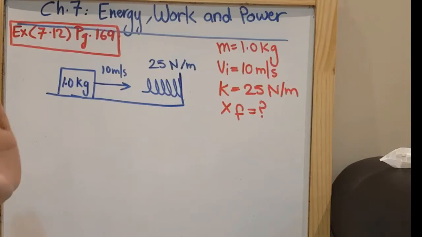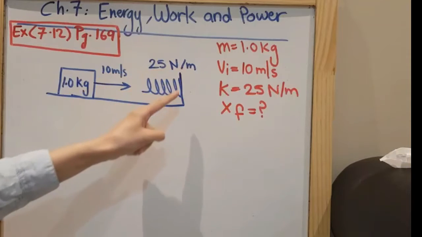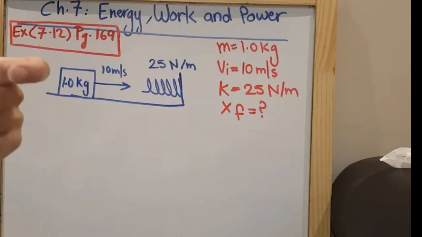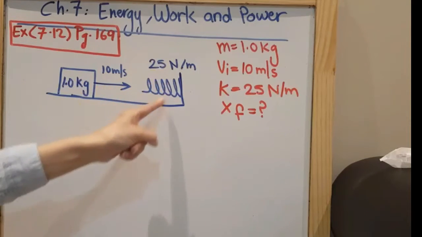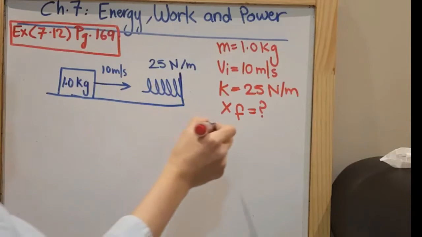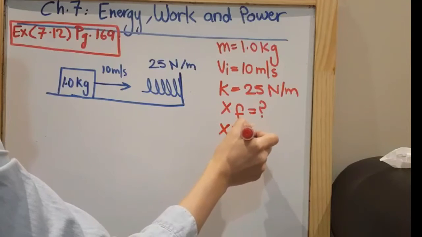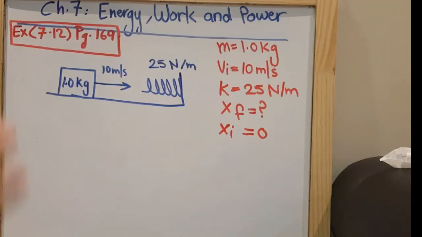Now, before the block reaches the spring, what is the compression of it? Is it compressed? It's not compressed, it's at rest. So X initial, do you remember the X for a spring? It is the amount that the spring has compressed or stretched. Here in this case, before the block reaches it, what does it equal? 0. So here X initial equals 0 because the spring is at rest, is not moving. Good? Now what happened?